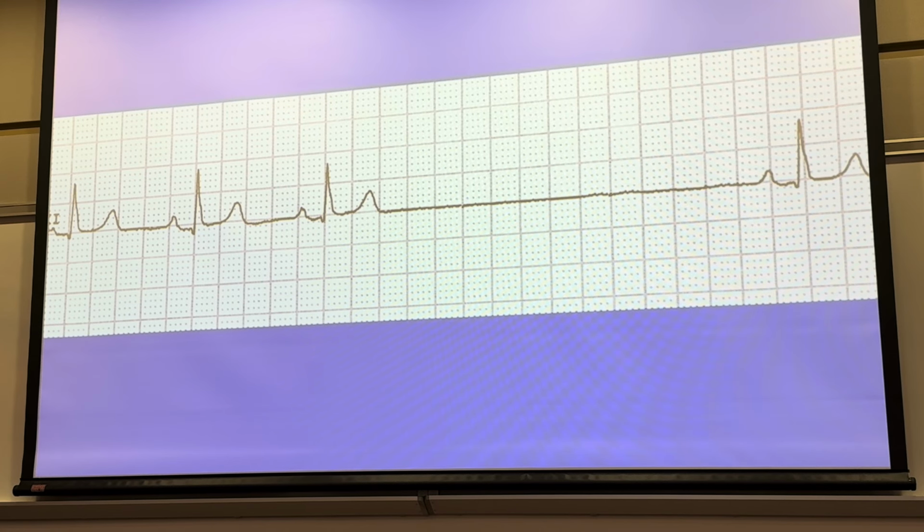Could be some type of electrolyte abnormality, stress, anxiety, infection. Might have to get some other stuff on board with that.